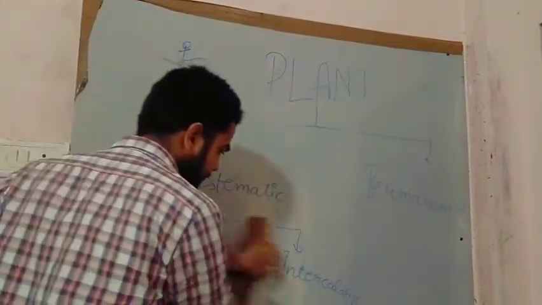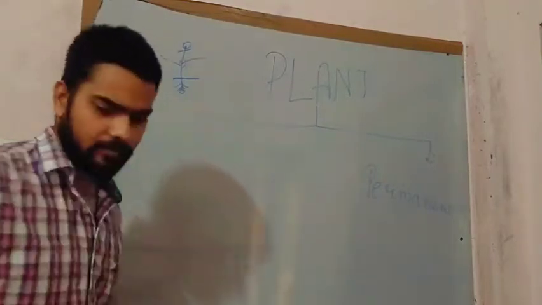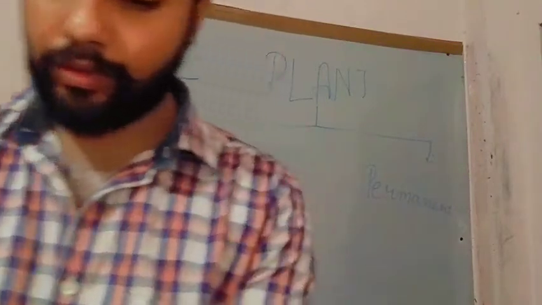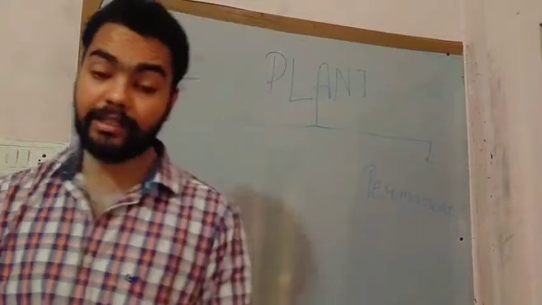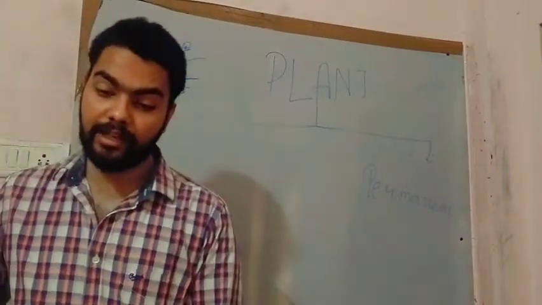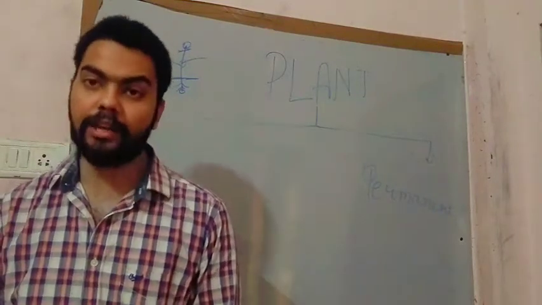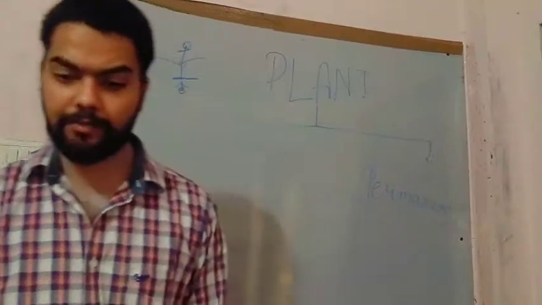Next one is permanent tissue. Permanent tissue, as I have already told you, are those meristematic tissue which lose the ability to divide and are known as permanent tissue. They cannot divide further and form permanent part. They are also of three types.